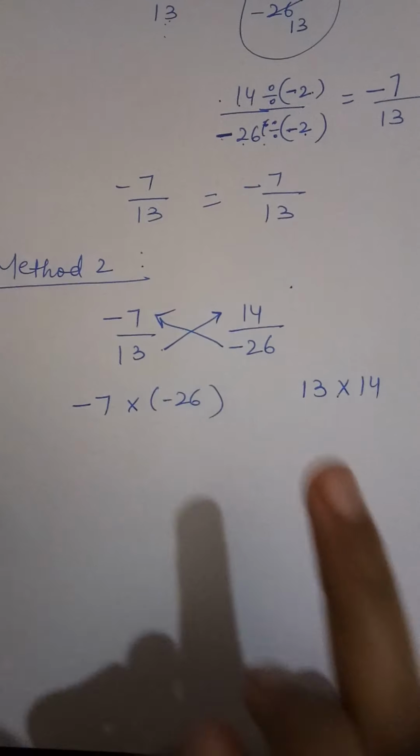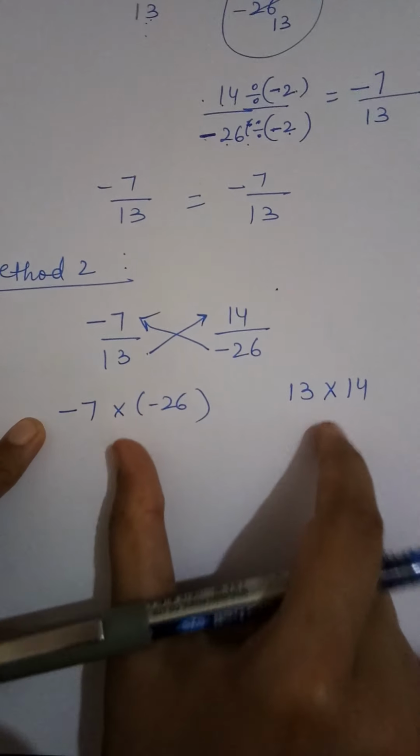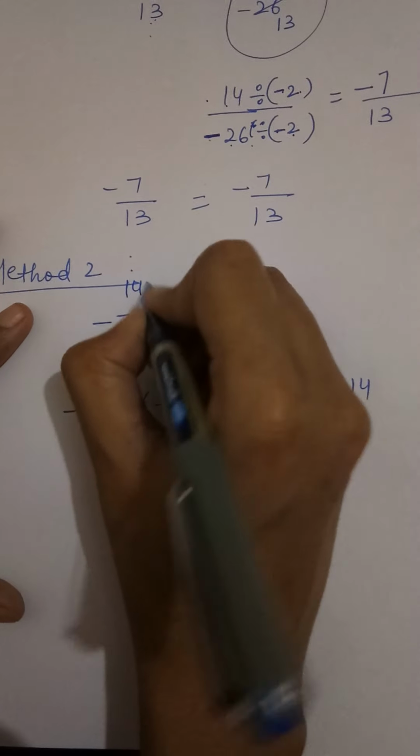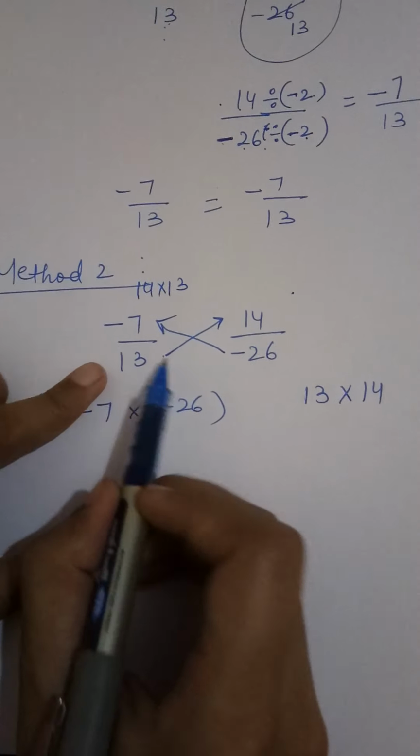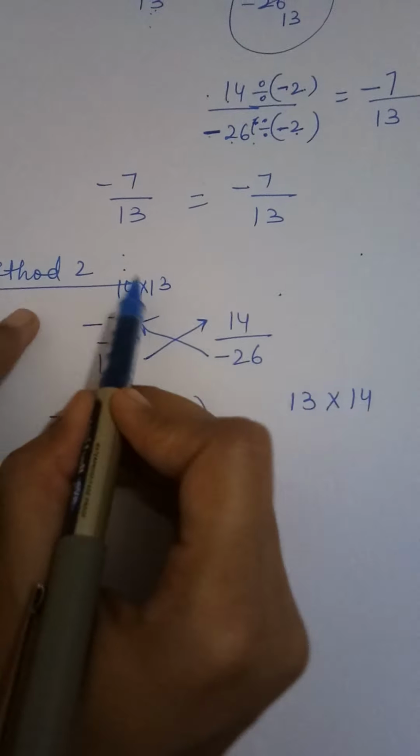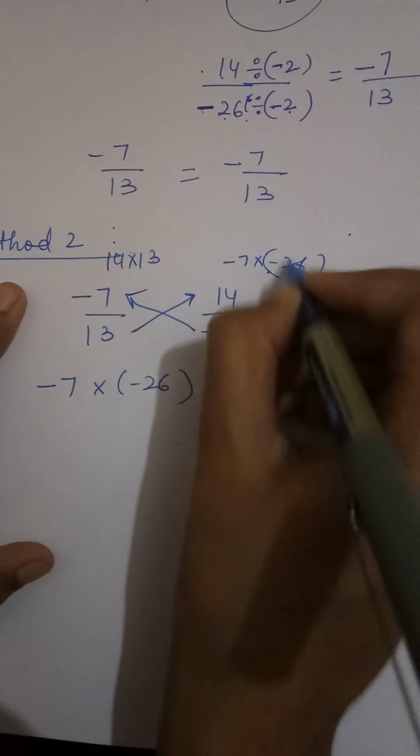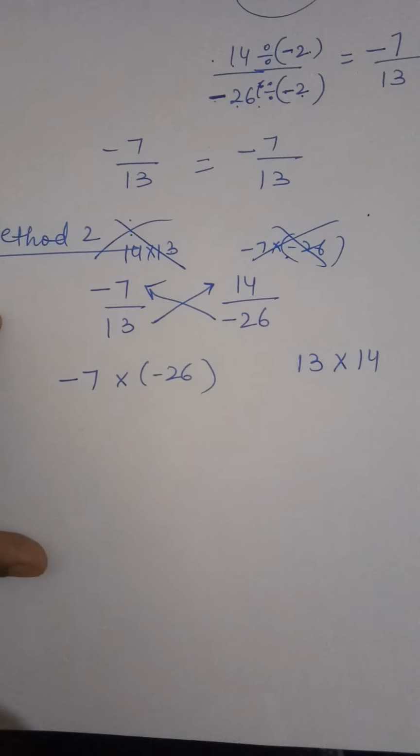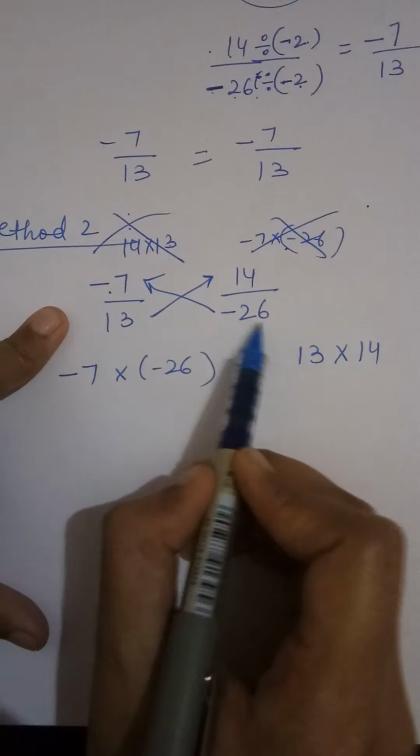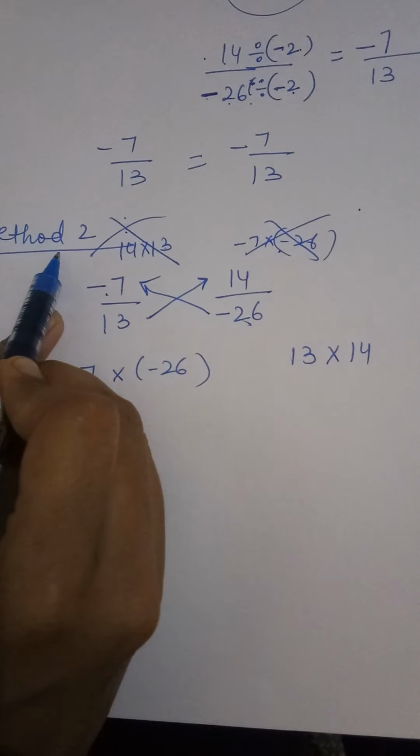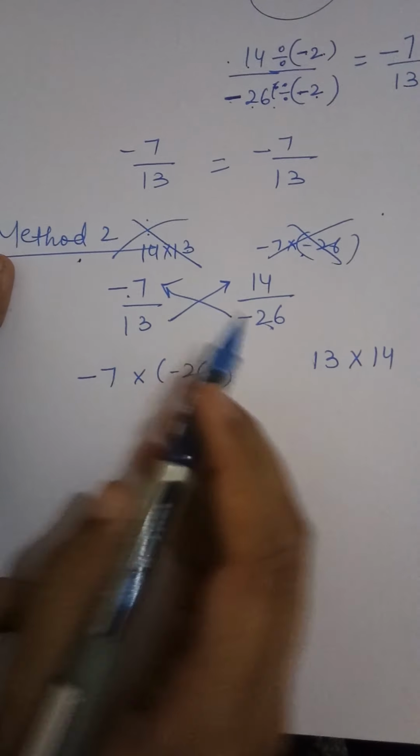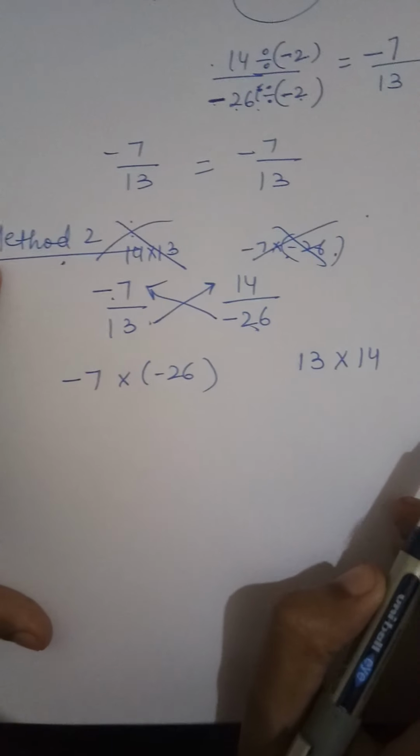Please, I am saying again, do not change these positions. Do not write 14 into 13 on this side while you are taking 13 to the other side, and write 14 into 13 to this side and minus 7 into minus 26 to this side. Wrong. Do not do this. Okay, so minus 7 stays on one side, minus 26 you are going to take up to this side with minus 7, and 13 you are going to take to the other side.